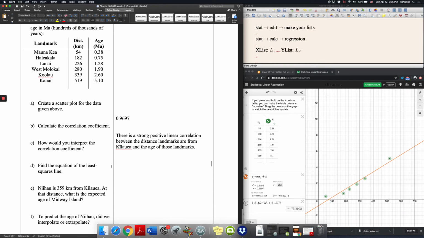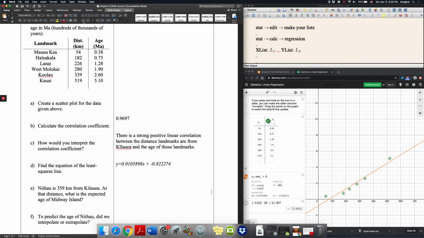Okay, now find the equation of the least squares line. That's the regression line. So I'm looking at this, y is equal to mx plus b, and I'm just going to input my m and my b. So it's going to be y is equal to 0.0105898 x plus b, which is negative 0.822274.